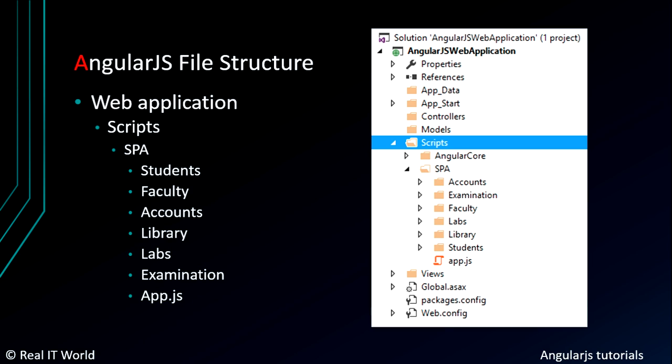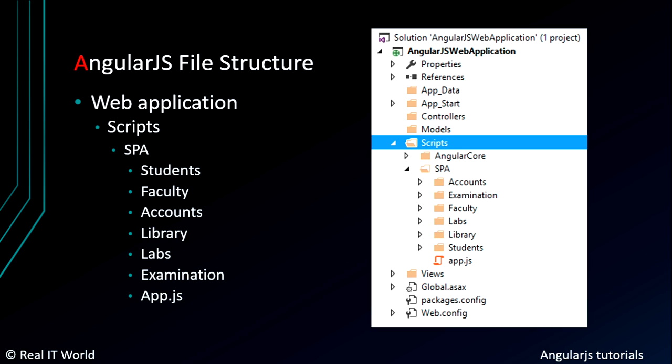The AngularJS web application is at the root level, and scripts is the folder under that web application. Under that scripts folder, we created the SPA folder, the single page application folder. That is our AngularJS custom web application folder. We are going to write our AngularJS code related to this application inside that SPA folder.